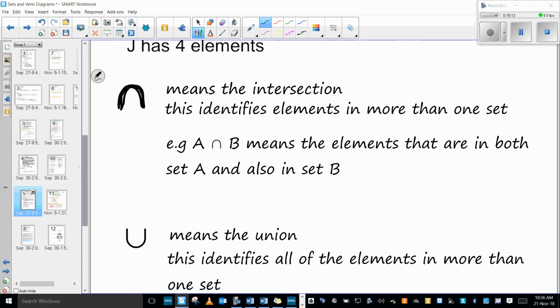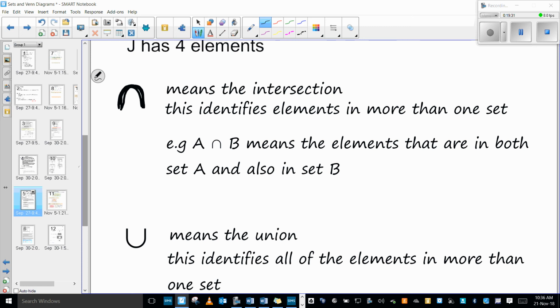It's like, if you think about an intersection of streets, it's where they meet, where they cross, yes? So we're saying where do these groups meet? Those people are meeting, they are in both groups, yes?